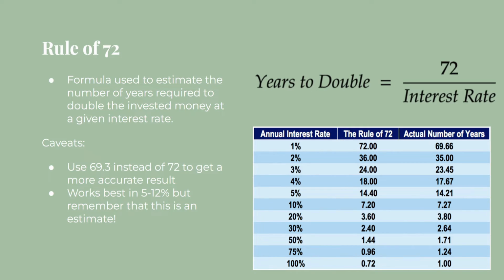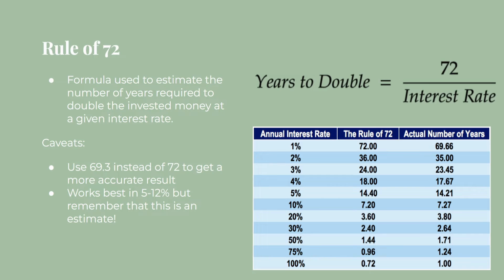The rule of 72 is an approximation, and this is the formula. The years to double equals 72 divided by rate of return on investment, also known as the interest rate. And if you guys don't understand the numbers, the rule of 72 is just a way to calculate how long an investment will take to double given a fixed annual rate of interest. But there are some caveats to be aware of.